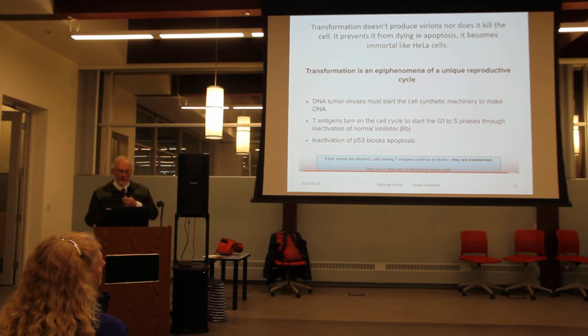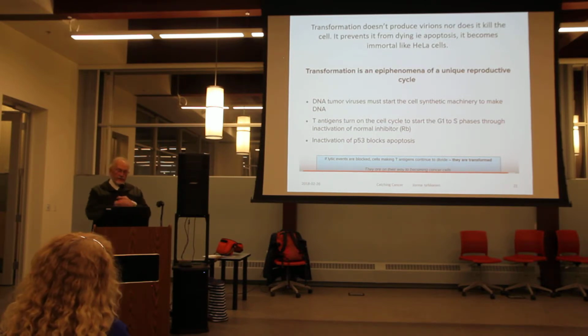Transformation of a cell doesn't produce virus particles, and it doesn't kill the cell. It prevents it from dying. But normally a cell has to die. It's its normal job. It becomes immortal in cancer. And so the viruses that get into these cancer cycles, they're actually preventing the cell from normal death.